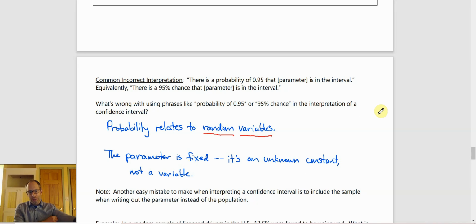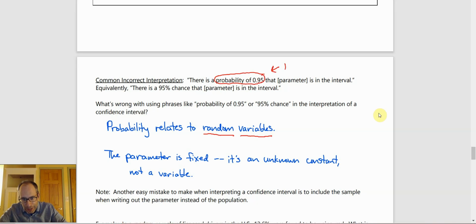All right, then this I kind of brought up already. Why don't you want to use probability words? So this is a big trap. Like, this is the thing that you don't want. So no. And the reason that that's a no is because probability relates to random variables. And we said that the parameter is something that's fixed. It's not a variable. So if it's not a variable, like, probability ideas don't really apply to it. So the parameter is fixed. It's an unknown constant, not a variable. So I guess the easiest thing is just say 95% confident. Don't say 95% chance, and don't say probability of 0.95.